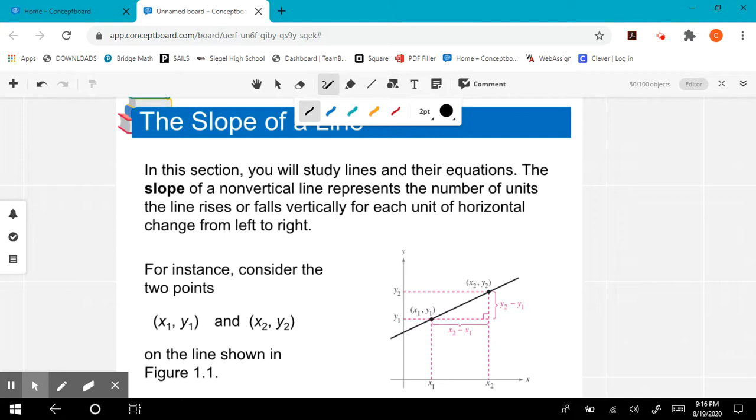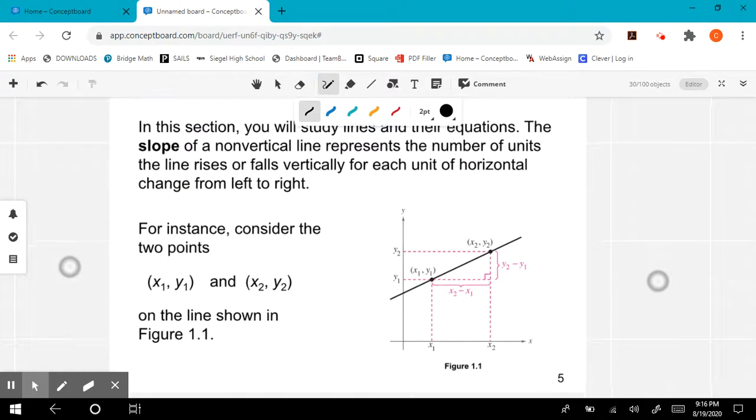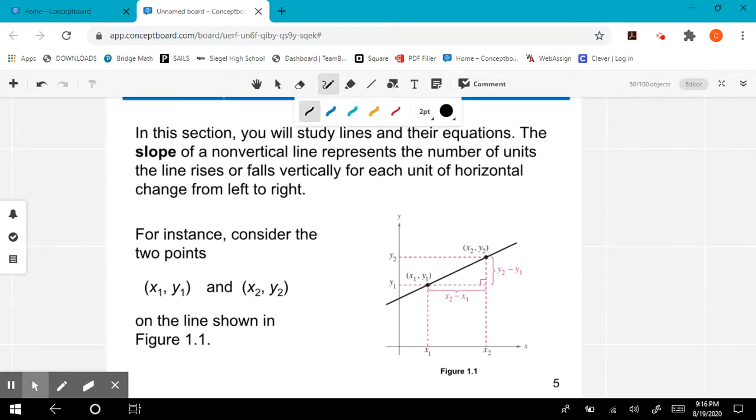Okay, now more specifically, the slope represents the number of units the line rises or falls vertically for each unit of horizontal change from left to right. So how many units it goes up or down, as opposed to how many units it goes from side to side, going from one point to another. Now, you've heard of that probably as rise over run. You've seen that a lot of times, how much it rises over how much it runs or goes to the side from point to point.